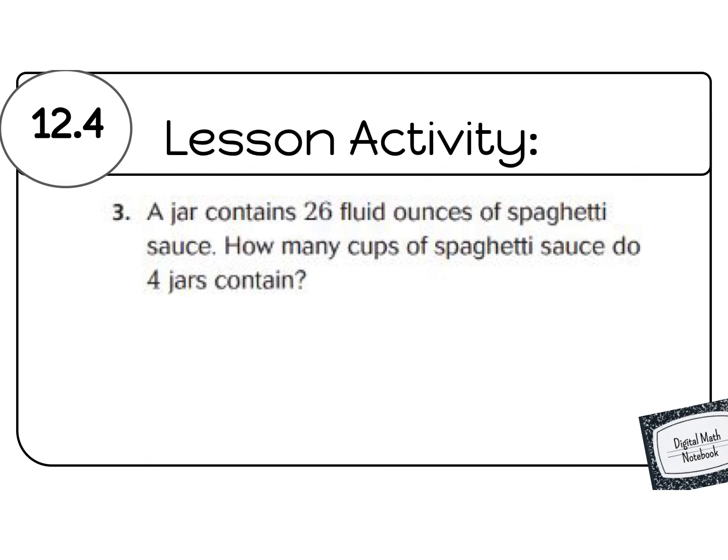So we have 26 fluid ounces. We have 4 jars, but it also asks us cups. So our first job is to find out how many fluid ounces we have total by multiplying, because each jar is 26. So 26 times 4 jars. 6 times 4 is 24. 4 times 2 is 8, plus 2 is 10. So that means that we have 104 fluid ounces.